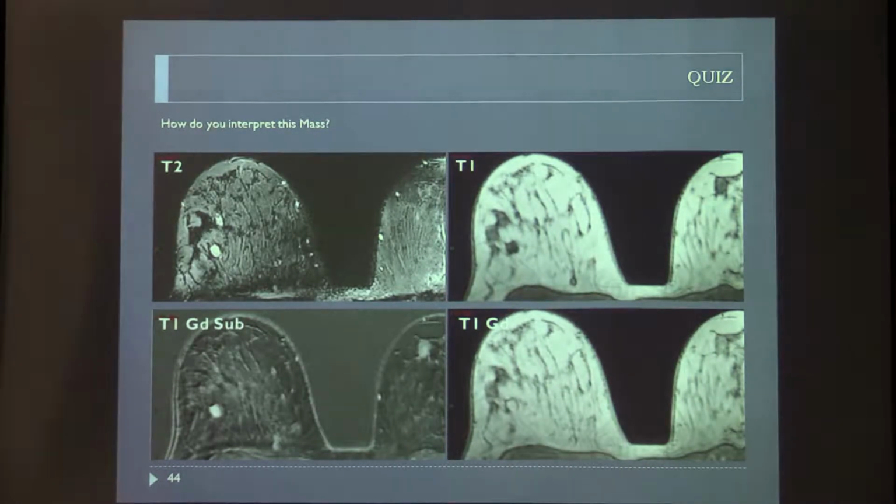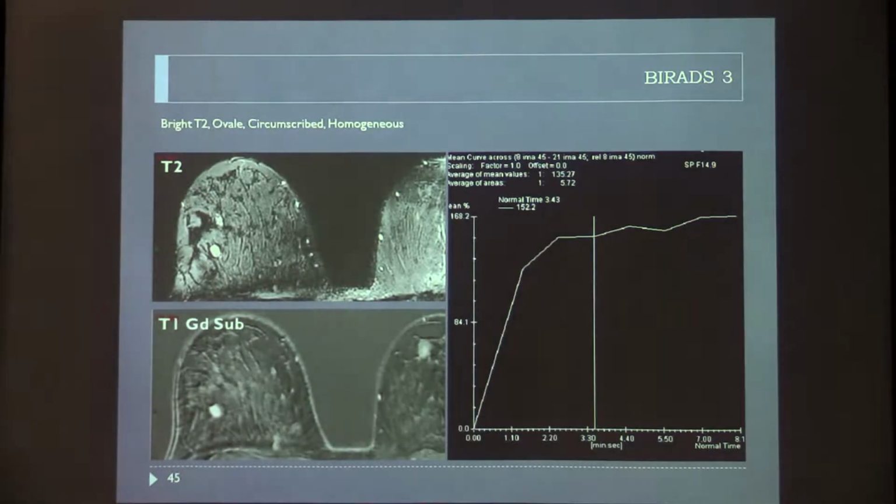This one. Very bright signal on T2. It's oval, circumscribed, homogeneous. What do we need? Can we classify that? We need the curve. So this is a curve, it's progressive. So this is BI-RADS 3, this is a fibroadenoma.